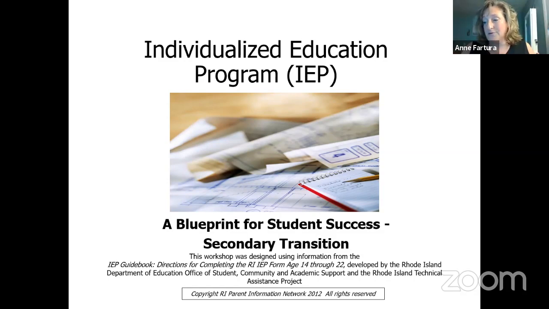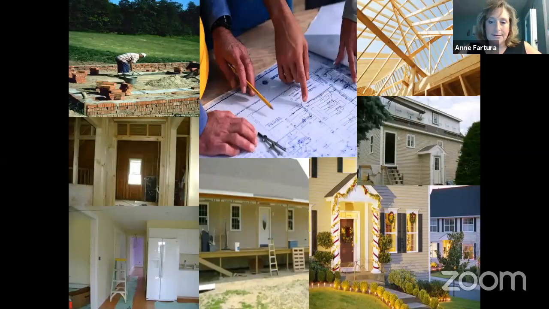Okay, so let's get into our webinar. Okay, so here we go. This is a familiar sight probably. Even if you haven't built a house yourself, you most likely have seen a blueprint before. We know that a blueprint gives us the basic and critical components in constructing something, correct? And the IEP form has the very same similarities. We need to follow certain steps. You can't build the roof of a house before you build the foundation.